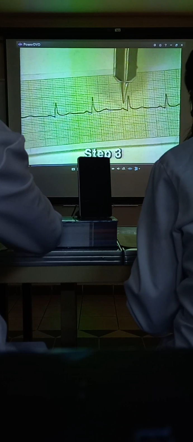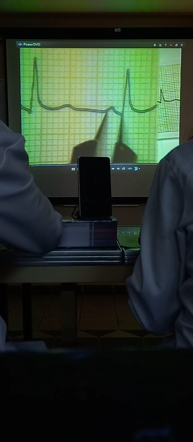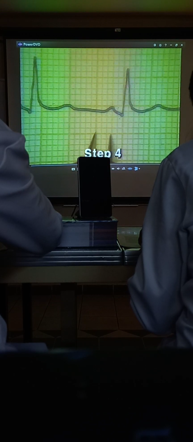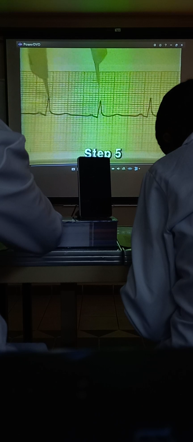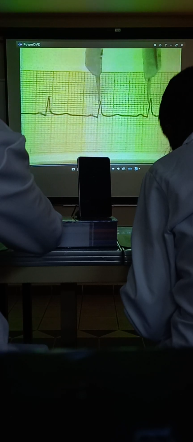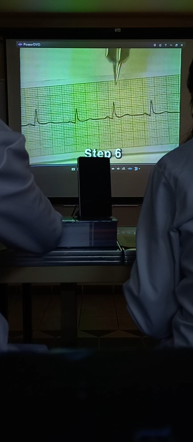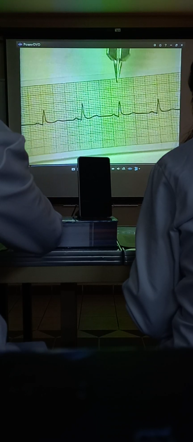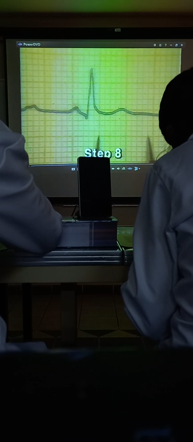The atrial rate is 90. The PR interval is 0.12. The ventricular rhythm is regular. The ventricular rate is 90. The QRS duration is 0.08. And the QT interval is 0.36.